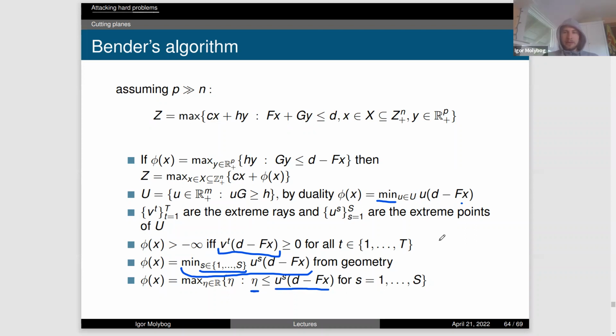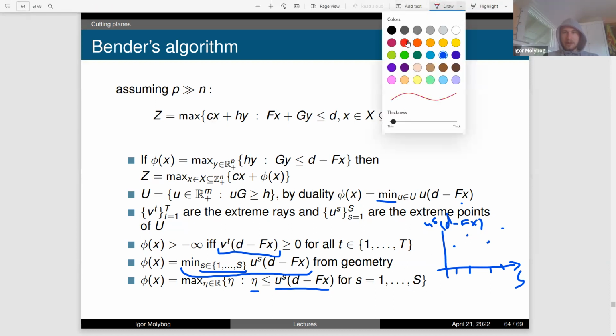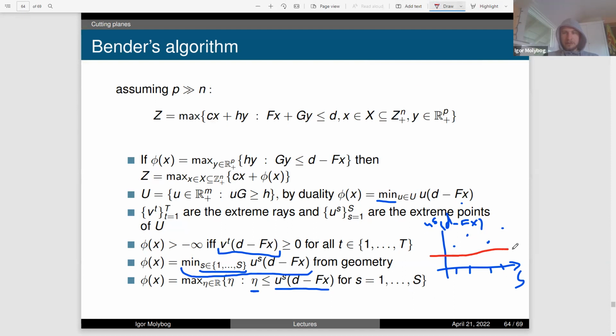So let's say this is going to be s, and this is going to be u_s times d minus f x, and our values are located like this. This is for the first one, this is for the second one, this is for the third one, and this is for the fourth one. And we have eta, a value that underscores all of them.